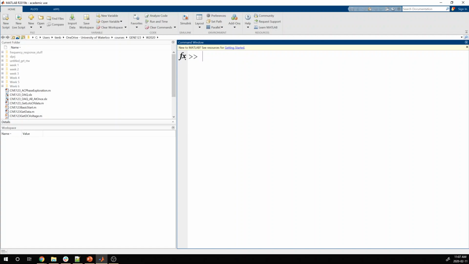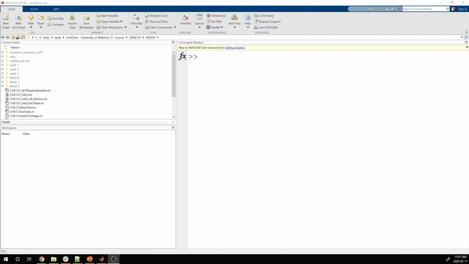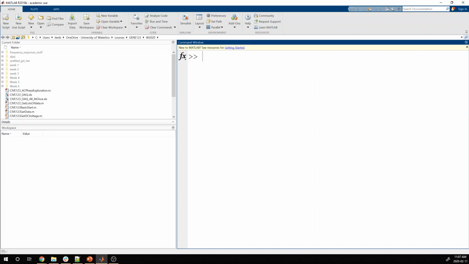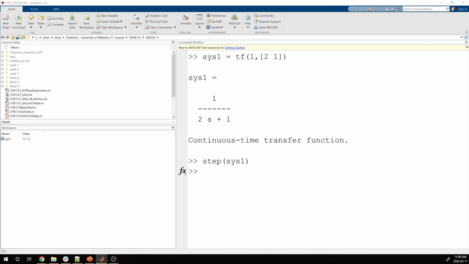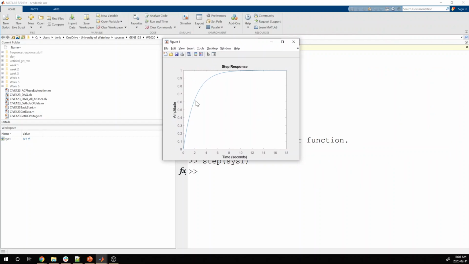So I have MATLAB open here, and the first thing I'm going to do is produce a Bode plot of just a first order transfer function with no zeros. So I'll show you how I might do that. I'll say, my system 1 is TF, and it has 1 on top, and let's say 2, 1 on the bottom. Okay, so this is just a continuous time transfer function. I can look at its step response by typing step, system 1, and MATLAB will compute the step response, and I'm going to just move it over to my other screen, and that's what that will look like.